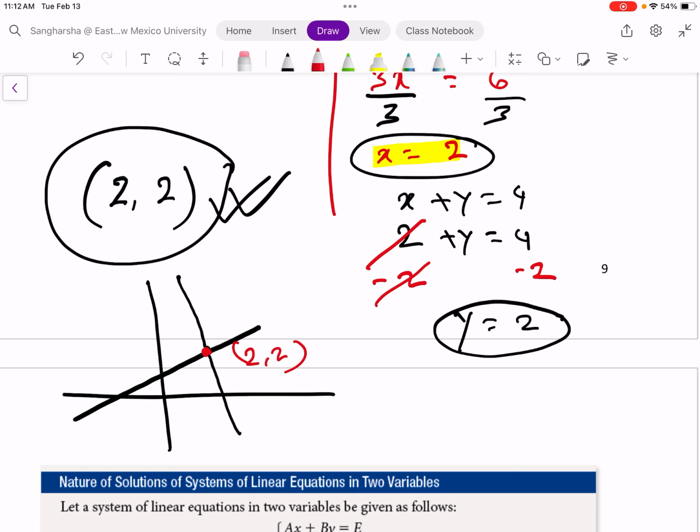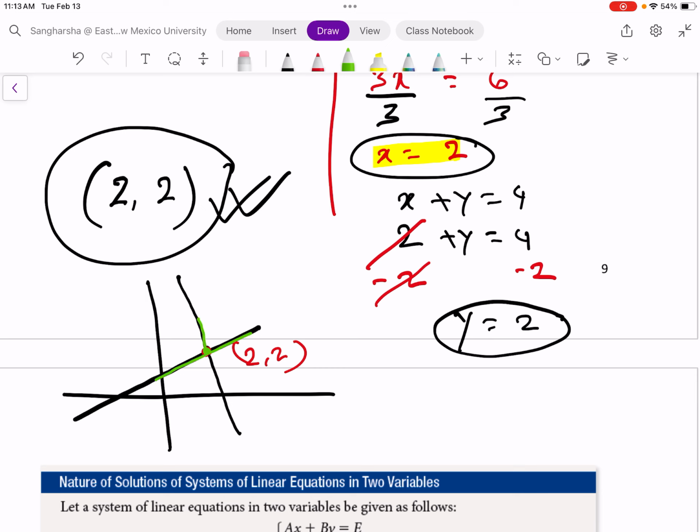Okay, when you graph two equations, you get two graphs. And the solution for the system of linear equations means that the coordinate is a point where the two lines intersect each other. Okay, that is a common point. So here this is the only common point, the point which is common for this line as well as this line.